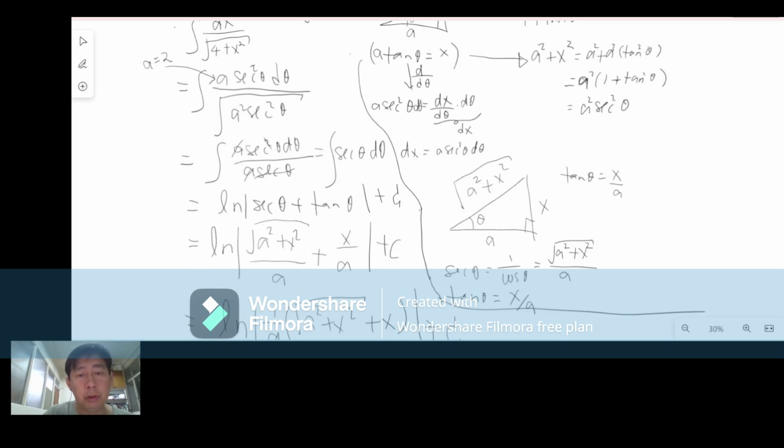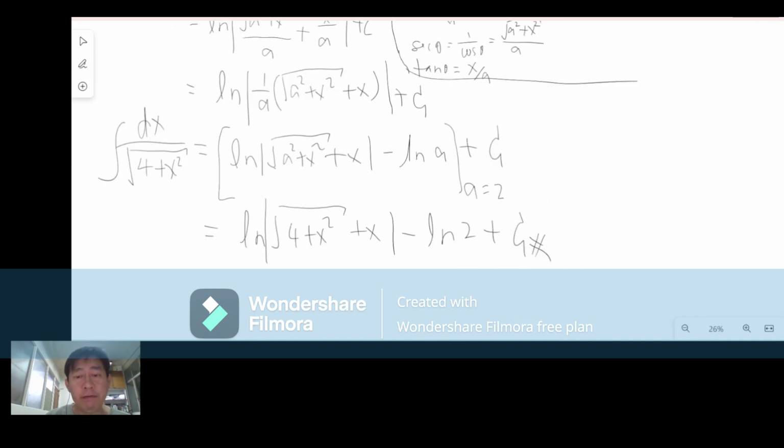Some algebraic rules would then lead you to an integration of the form secant theta. The integration of secant theta was obtained from the previous integration, which is the log of secant theta plus tangent theta. You then have to revert the secant theta and tangent theta back to the expression of x, again by referring to the triangle that represents the parametric substitution, where secant theta is simply equal to this term and tangent theta is simply equal to this term. Finally, when you put everything together, you get the integration of this by identifying a as 2.